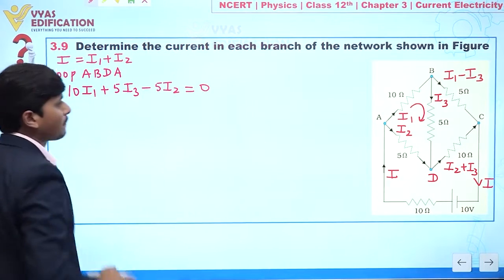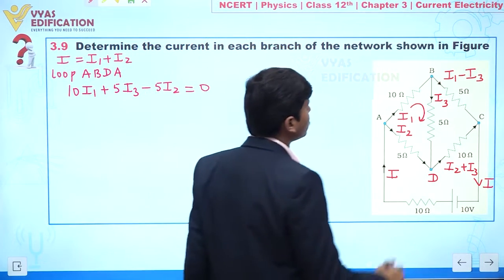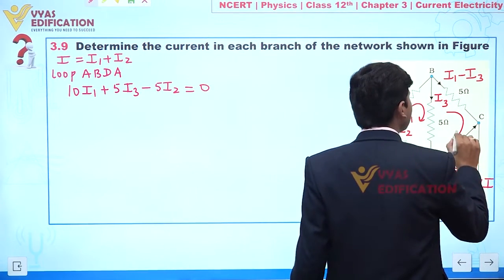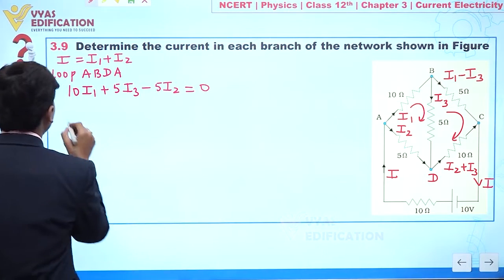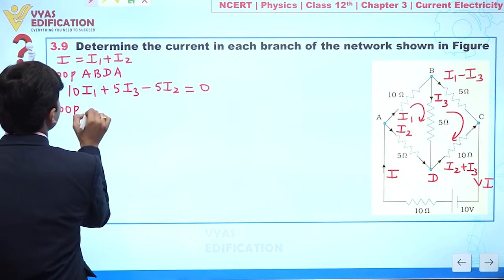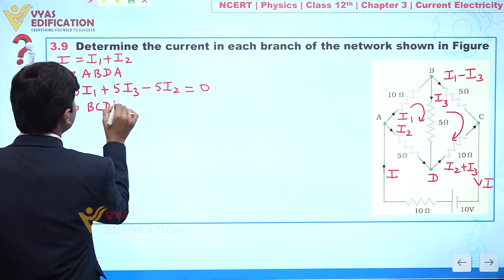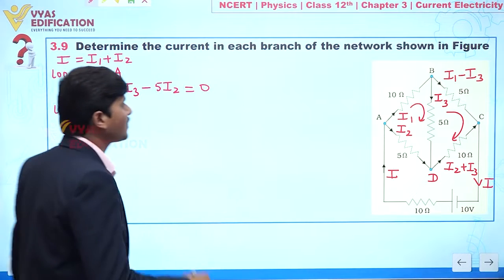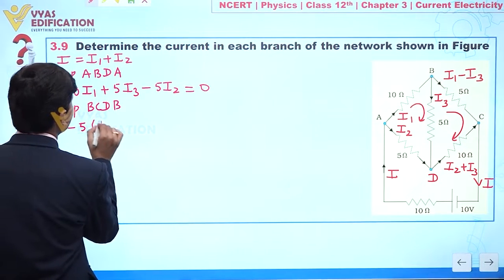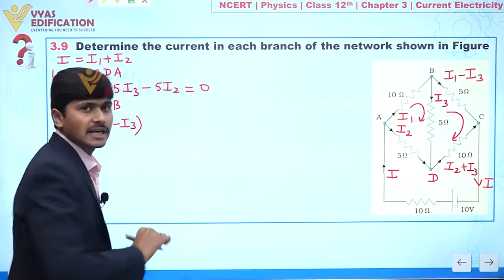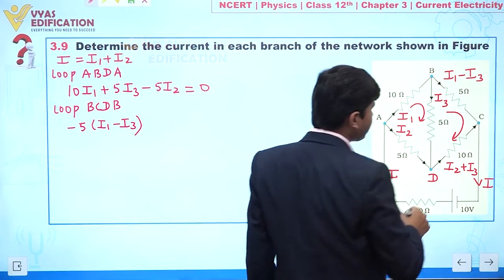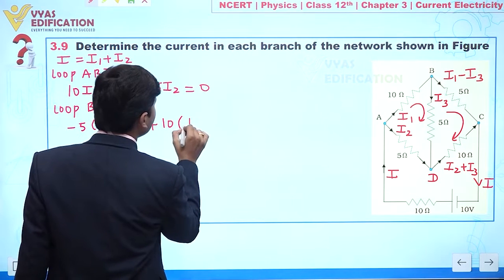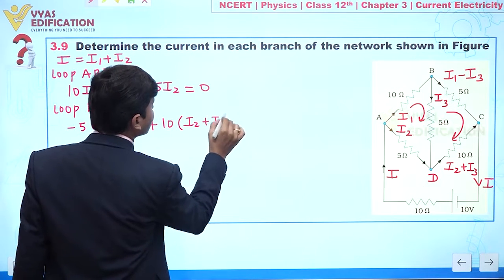Clear to everyone? Now let's suppose I consider another loop B, C, D, B, and I am going in the clockwise direction. Clear? So in loop B, C, D, B, let's suppose I start from B. Now I am going in the direction of the current, so this is minus 5 times I1 minus I3. Clear everyone? From C to D I am going in the opposite direction, so definitely it is plus 10 times I2 plus I3. Clear?